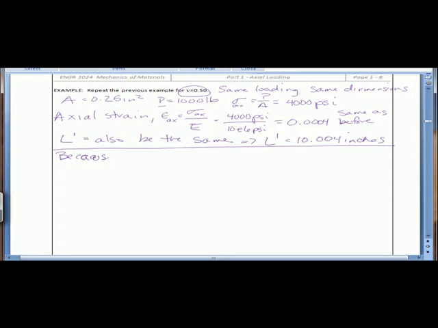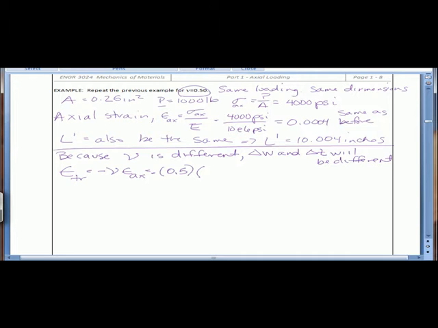Because our Poisson's ratio, nu, is different, the change in width and change in thickness will be different. So generally, the transverse strain is equal to the negative Poisson's ratio times the axial strain. In this case, our Poisson's ratio is 1/2. So we have our negative 1/2. Our axial strain is 0.004. So our transverse strain for this case with this Poisson's ratio, half of that, is negative 0.002.